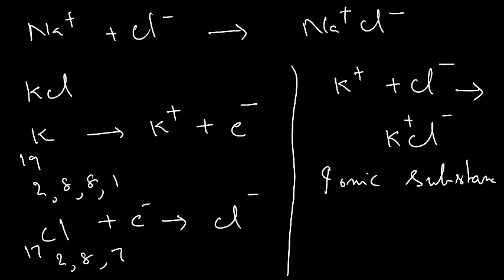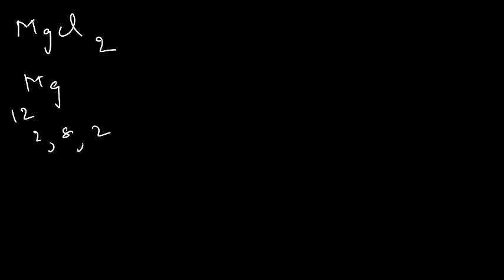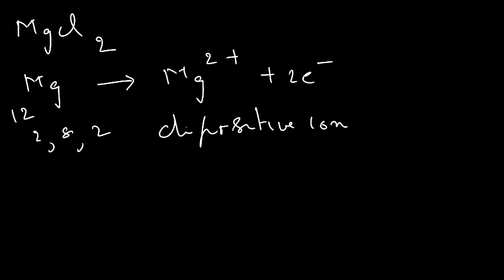Now let us see magnesium chloride, MgCl2. Here one magnesium ion and 2 chloride ions attract each other. Magnesium, what is the atomic number? Its configuration is 2,8,2. Since it has 2 electrons in the outermost shell, it loses these 2 electrons. Therefore, it becomes Mg2+ and 2 electrons. Because it loses 2 electrons, this is referred to as a dipositive ion.